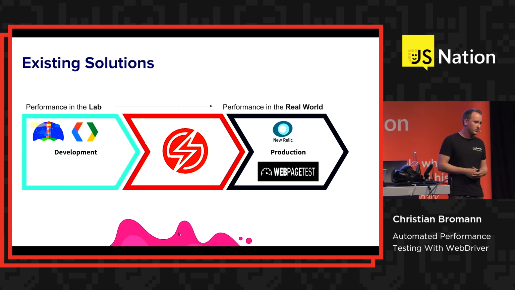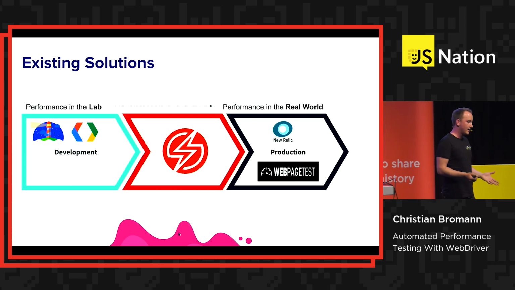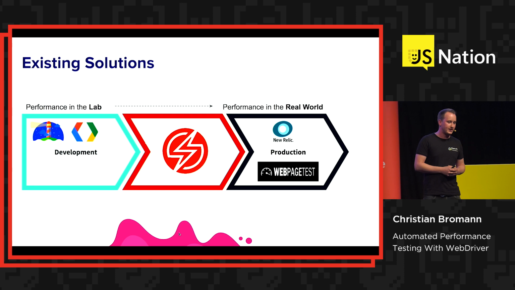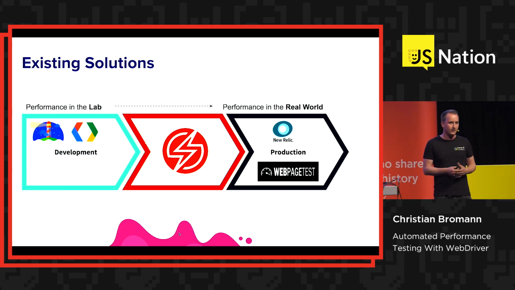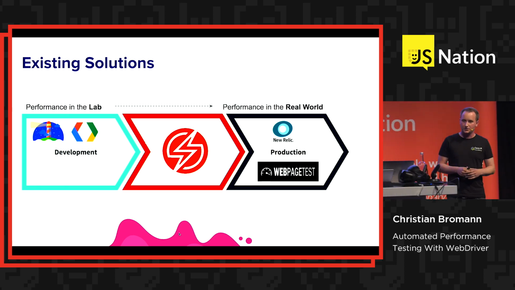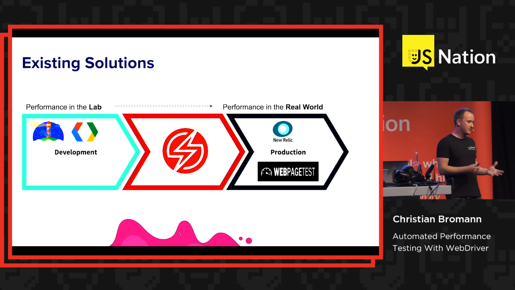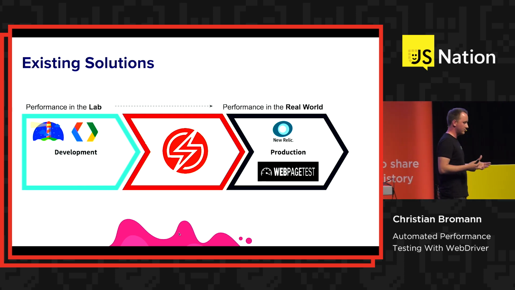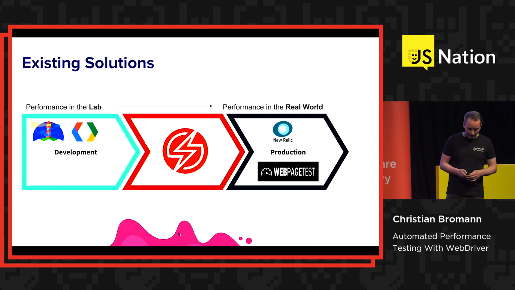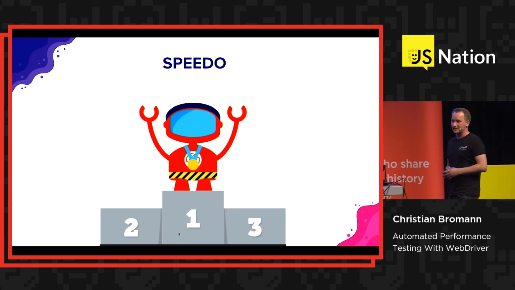And if we look at the current tooling landscape, we have Lighthouse and DevTools, which are excellent tools to test the performance in the lab, to improve the performance of your application. And we have tools like New Relic or WebPageTest that allow us to get real user metrics from production. But there was this tool missing in the middle that allows me to just run it in CI/CD. And we created a tool that is called Speedo.